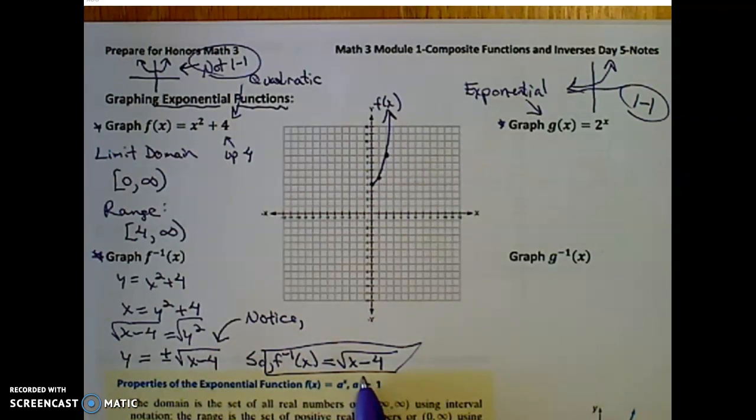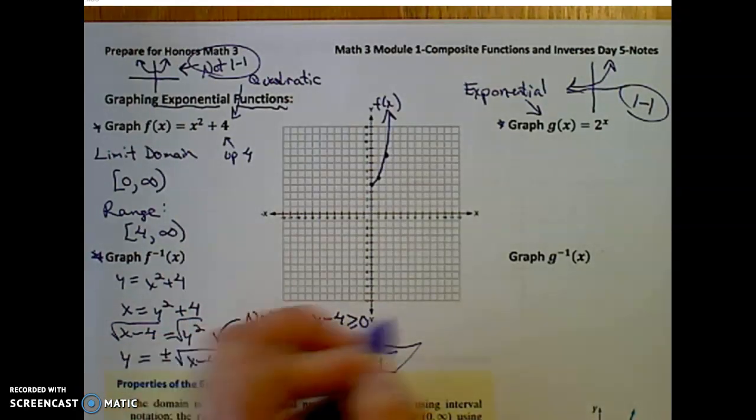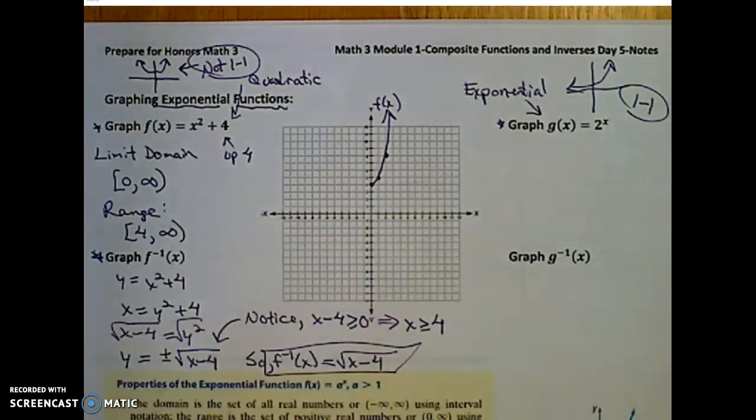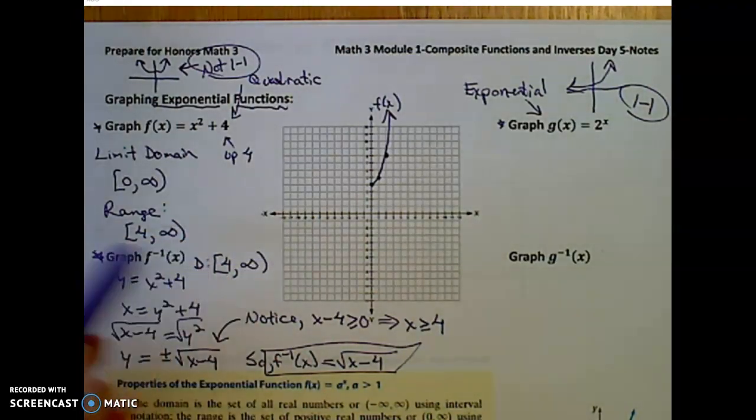Notice I can only put positive numbers under the square root. That means that x minus 4 has to be greater than or equal to 0. And that implies that x is greater than or equal to 4, which is kind of nice because that confirms my domain is from 4 to infinity, which was actually the range of that original function.